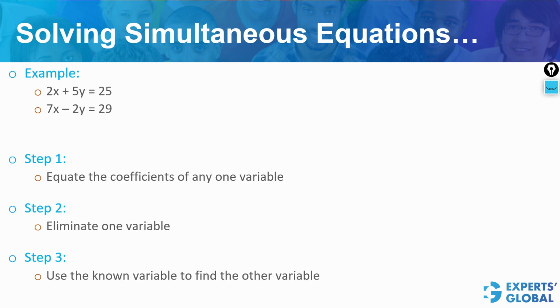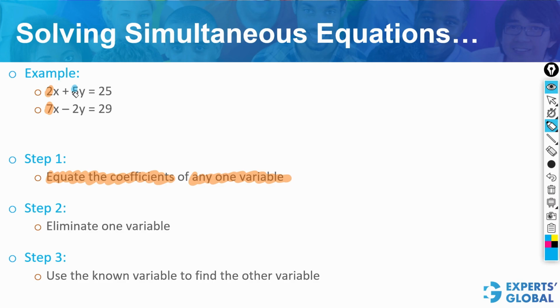Here is a correct three-step approach for solving simultaneous equations. First step is to equate the coefficients of any one variable. So we either want to equate the coefficients of x here or the coefficients of y here. If we take the first approach, we must multiply the first equation by 7 and the second equation by 2, and as a result you will see that the coefficients of x have become equal, and now we can subtract the two equations and find the value of y.